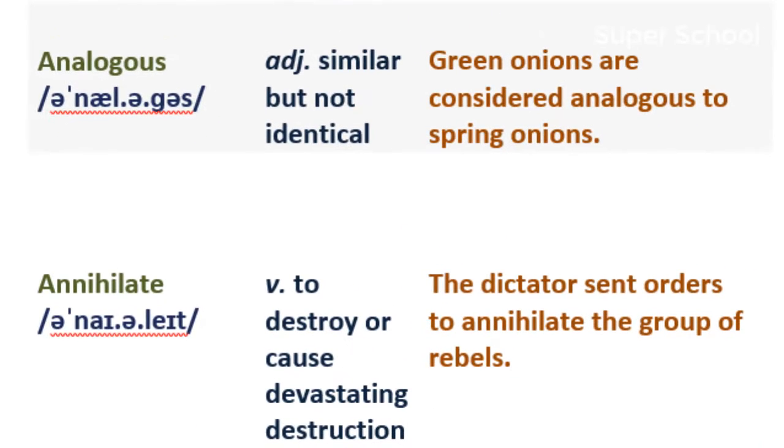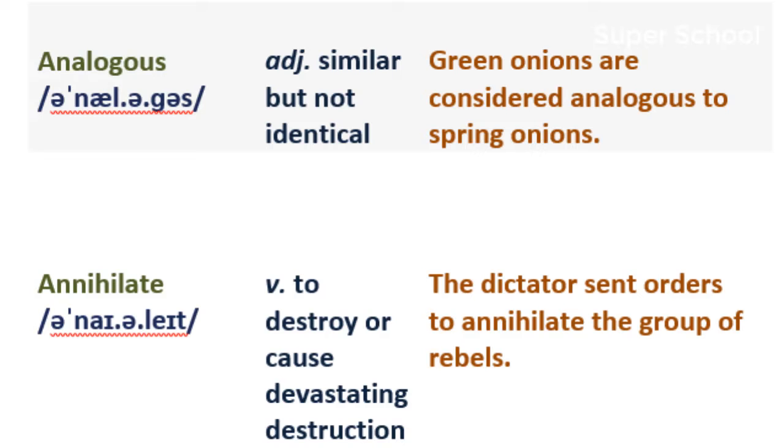So analogous means similar but not identical. So it's an adjective, and often we use this adjective to describe a noun which is similar or identical, or sometimes we use the synonym same as your new shirt. Okay, I bought a shirt as same as your new shirt or similar to your new shirt. So more than this kind of expression, if you just use it like this, for example, green onions are considered analogous to spring onions. So see the magic of word. It just uplifts your quality or standard.